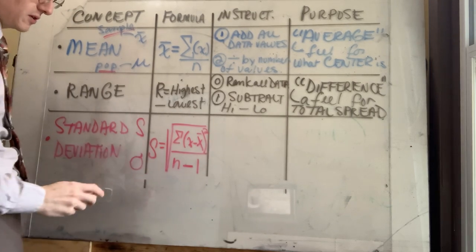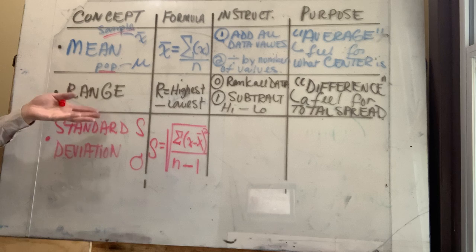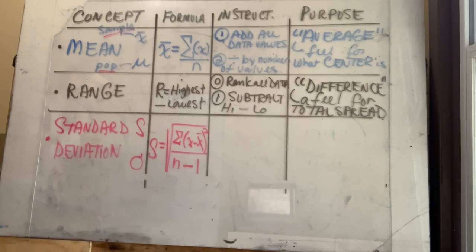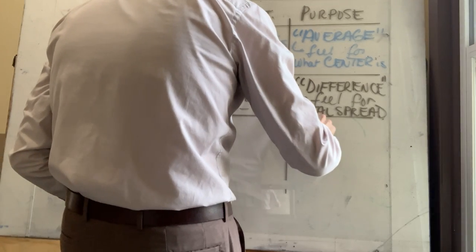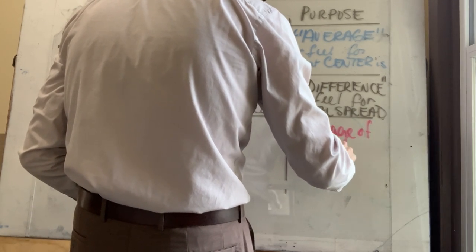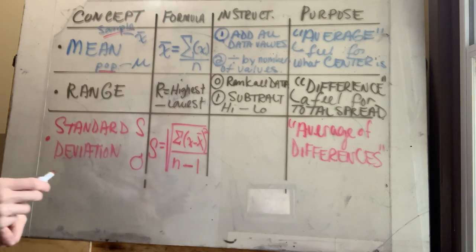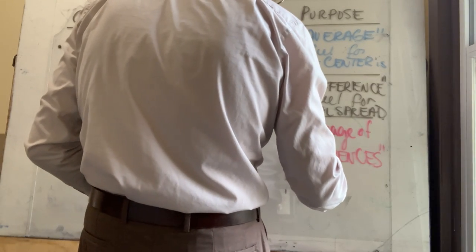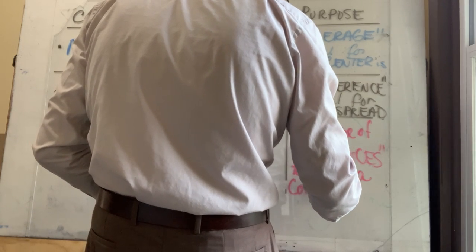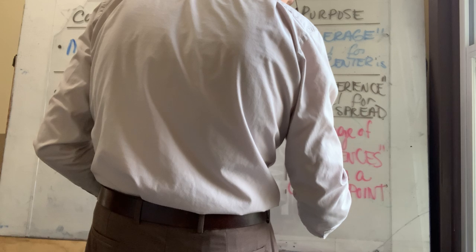Some of these features might be familiar at this point. All right, this is again the reason why I incorporated mean into this conversation. Mean is an average, right? Well, the standard deviation is basically an average of differences to and from a common point. And the common point happens to be the mean.